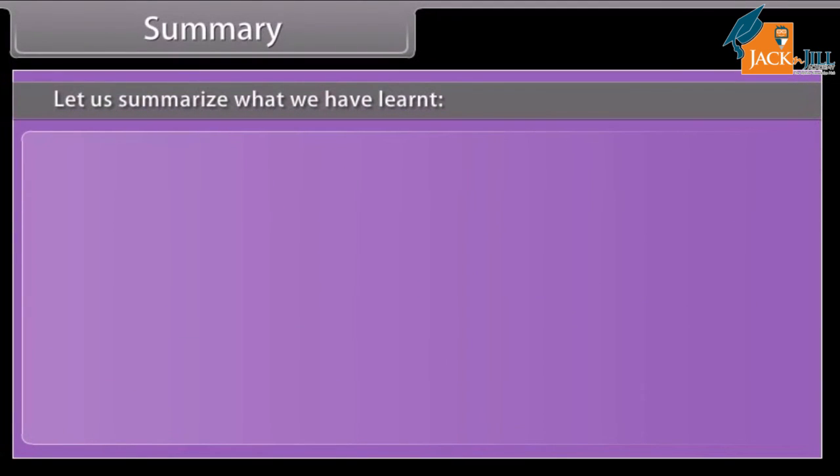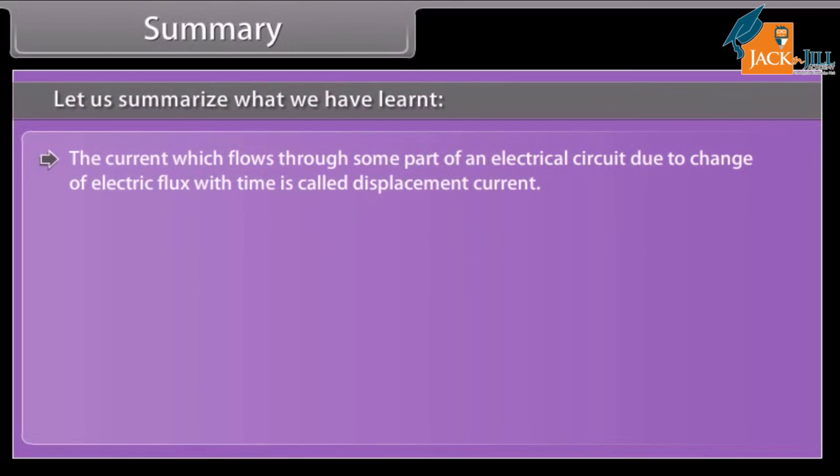Summary. Let us summarize what we have learned. The current which flows through some part of an electrical circuit due to change of electrical flux with time is called displacement current.